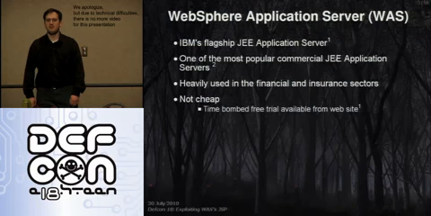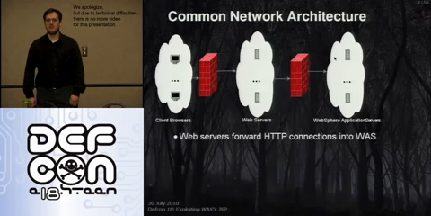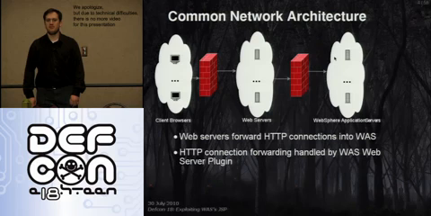So anyway, here we have the common network architecture that you usually see in a WAS deployment. You have the client browsers on the internet that then connect through a firewall to your web servers, and those web servers then redirect through the WAS web server plugin into the actual application servers. This is done with an HTTP connection that is handled by the web server plugin.